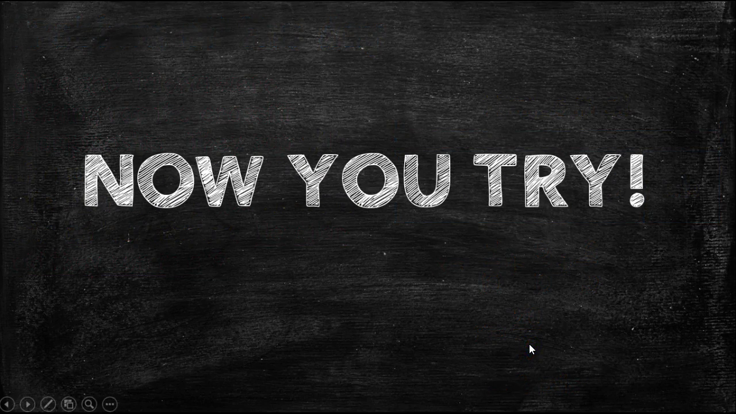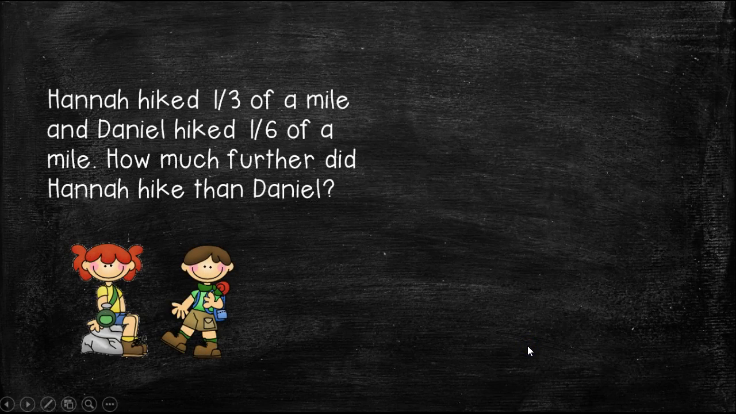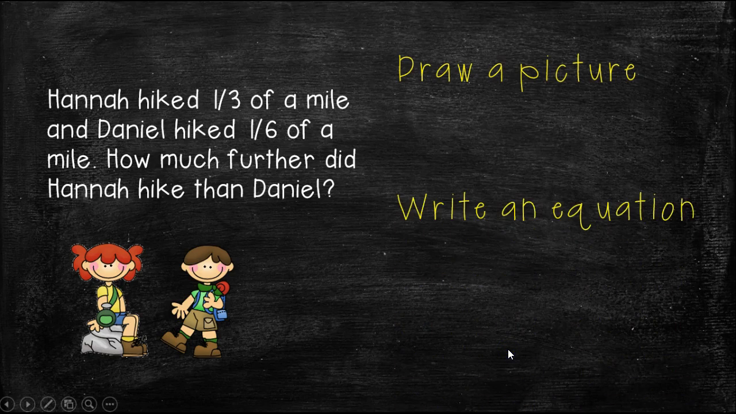Okay, now you try one. Hannah hiked 1/3 of a mile and Daniel hiked 1/6 of a mile. So how much further did Hannah hike than Daniel? I want you to go ahead and draw a picture, like a bar diagram, write an equation, and then solve it. Come back when you are ready. All right, coming back in 5, 4, 3, 2, 1.